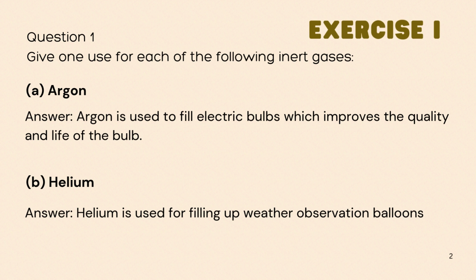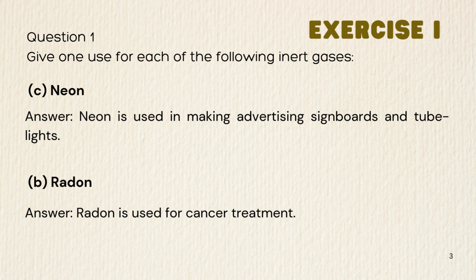Question 1. Give one use for each of the following inert gases. A. Argon. Answer: argon is used to fill electric bulbs, which improves the quality and life of the bulb. B. Helium. Answer: helium is used for filling up weather observation balloons. C. Neon. Answer: neon is used in making advertising signboards and tube lights.